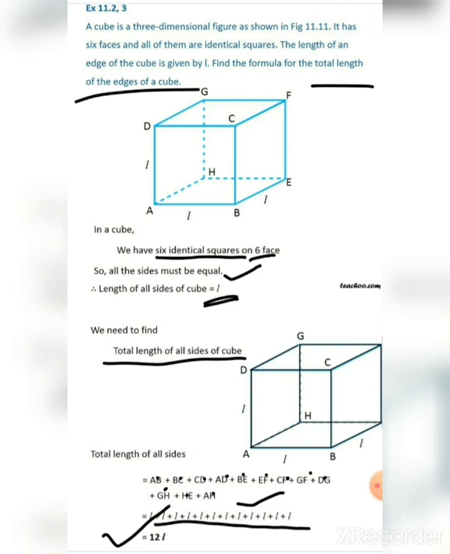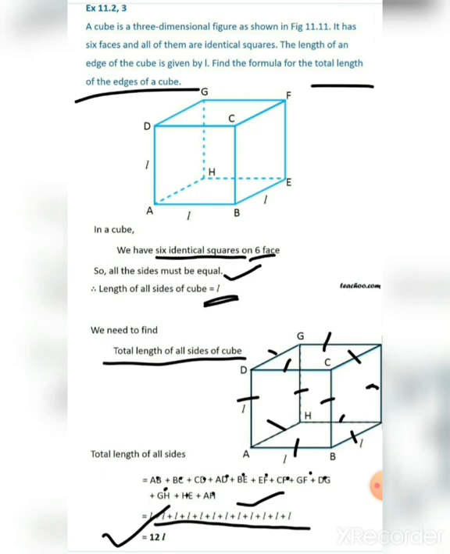Understood? So this is the correct answer. You might be wondering how this 12 has come. You just have to count it. See, 1, 2, 3, 4, 5, 6, 7, this side 7, 8, 9, 10, 11, and this one is 12. So you can see 12 sides are there, and for those 12 sides we have written 12 times L, so the total length will become 12L.